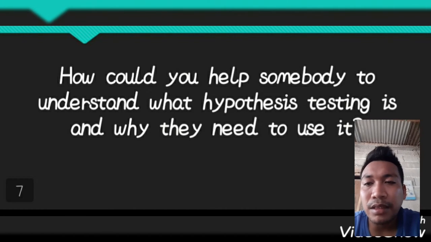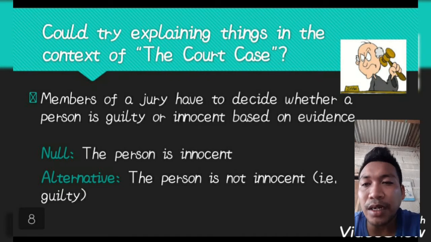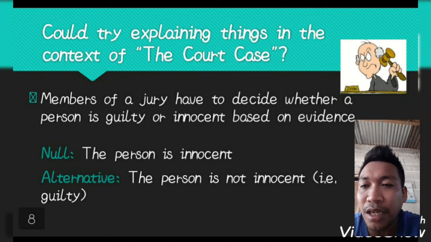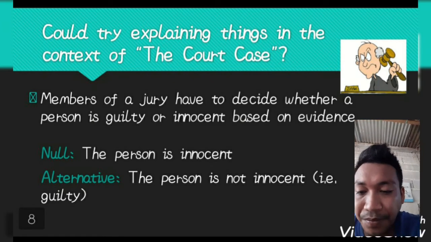Explaining the things in the context of the court case. Members of a jury have to decide whether a person is guilty or innocent based on evidence. The null: the person is innocent. Alternative: the person is not innocent, i.e. guilty.